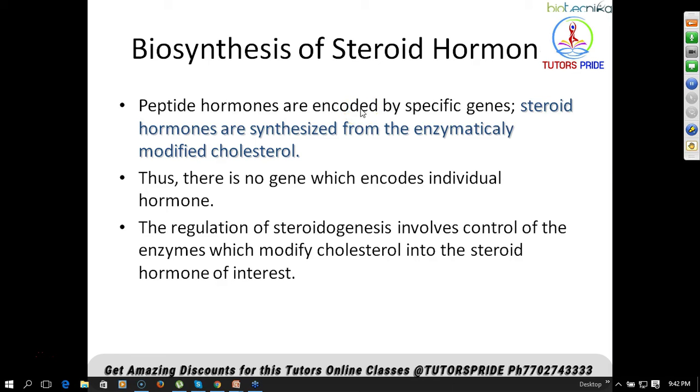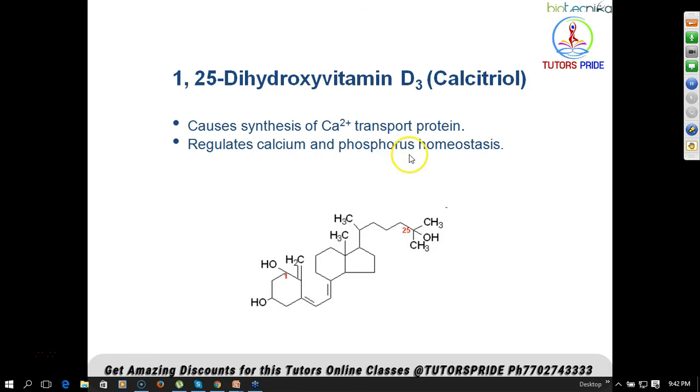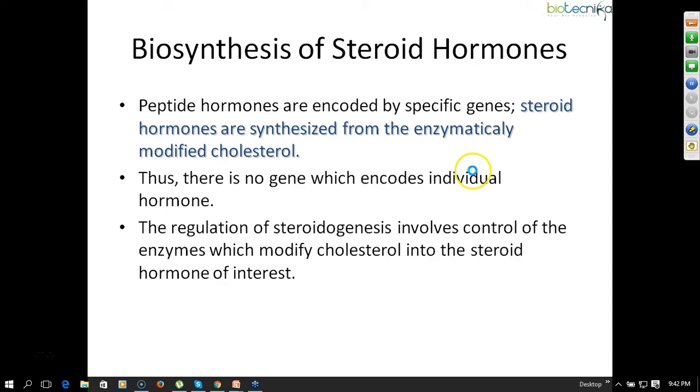Then we'll see in the next class the biosynthesis of steroids. Up to this we have completed. Next class we'll see the biosynthesis of steroid hormones.